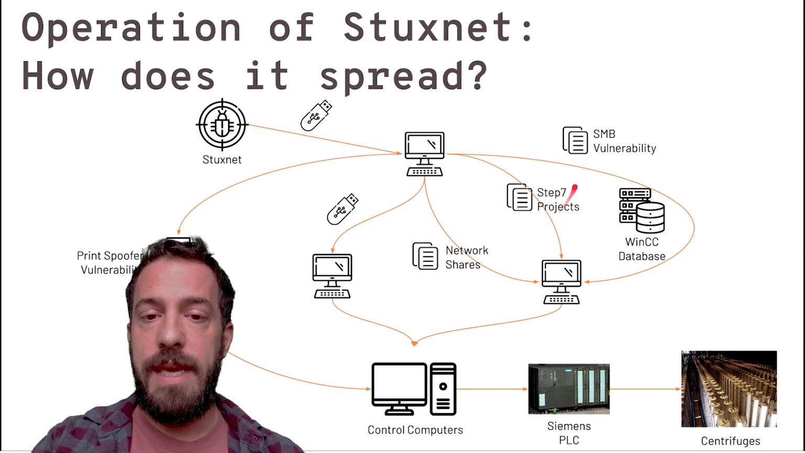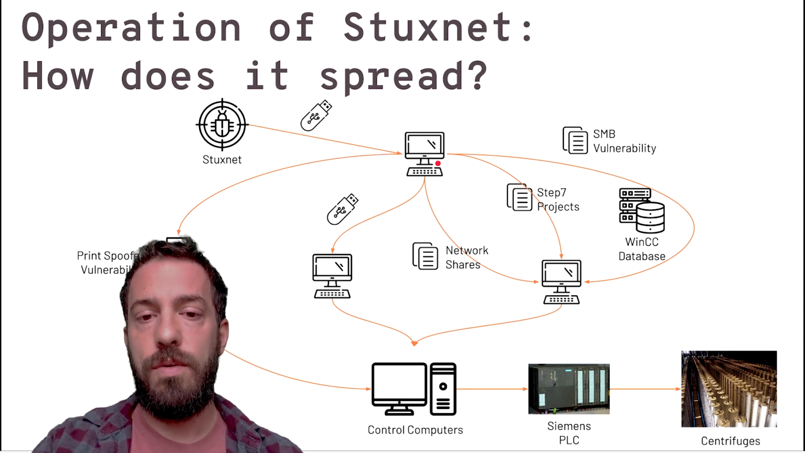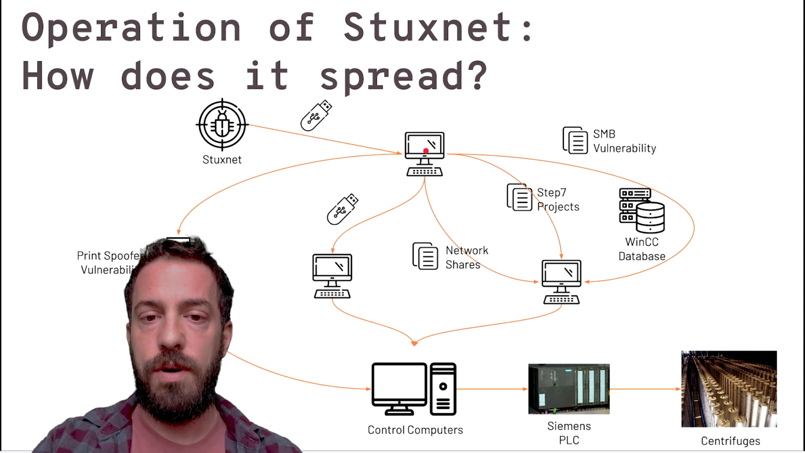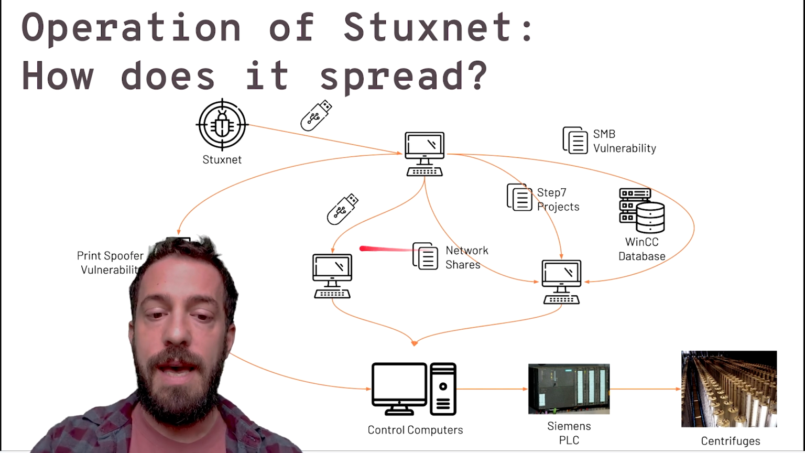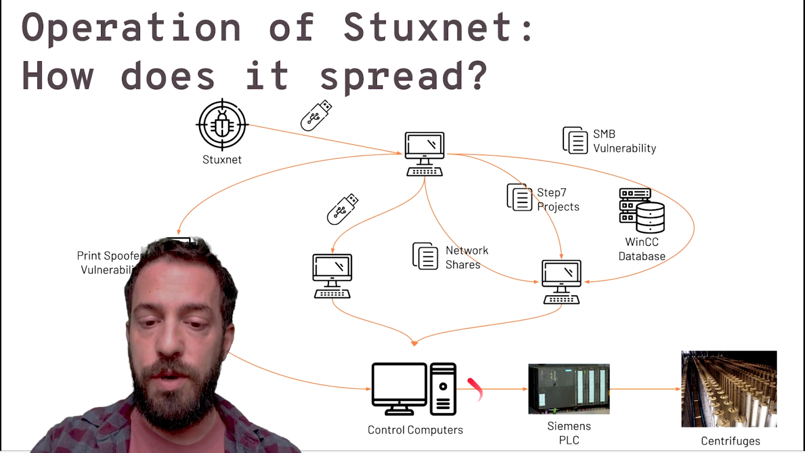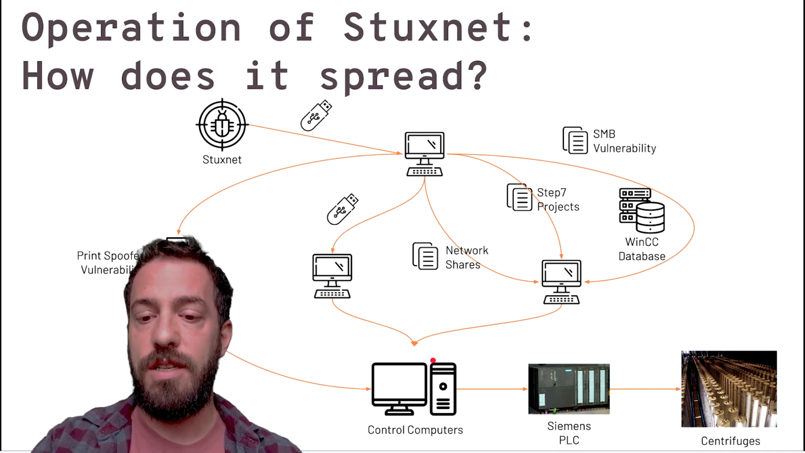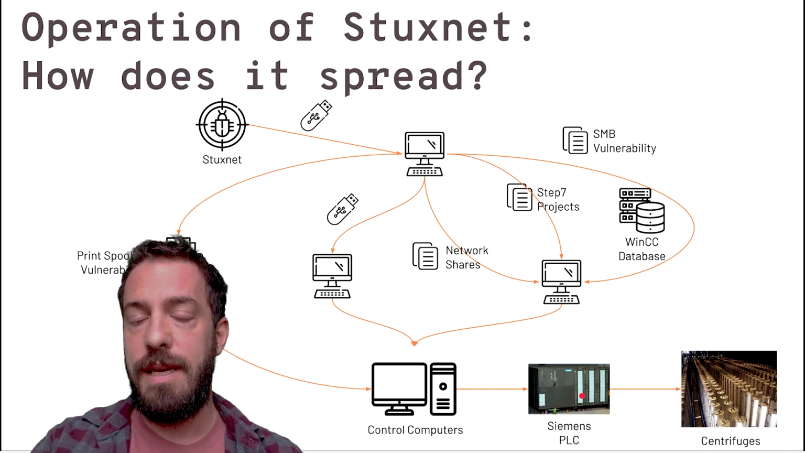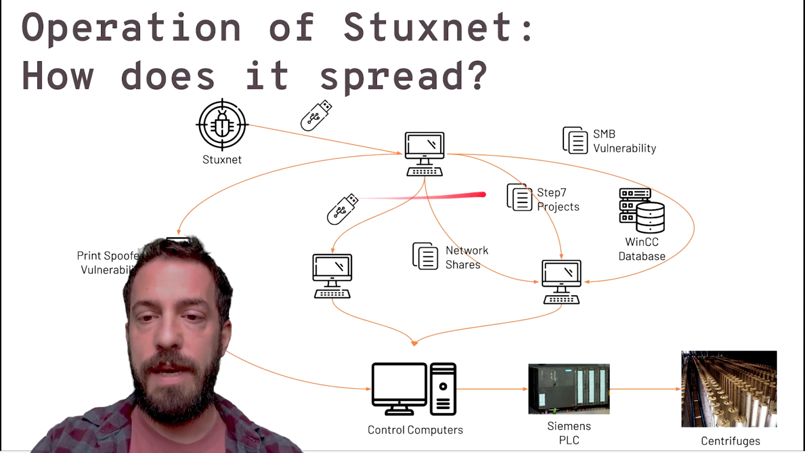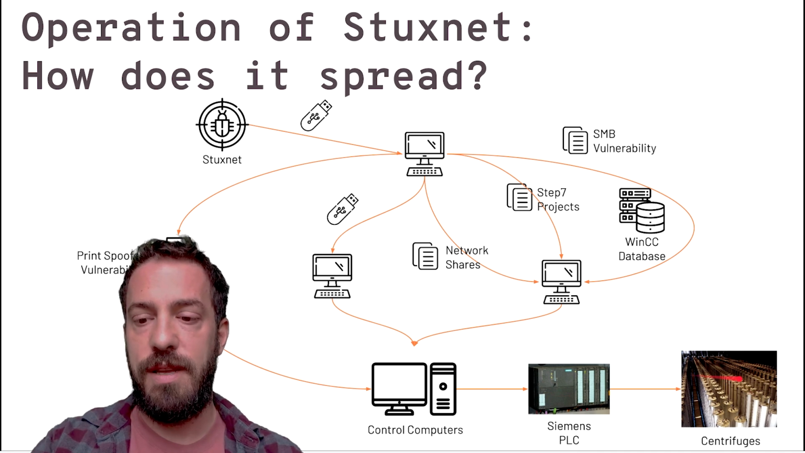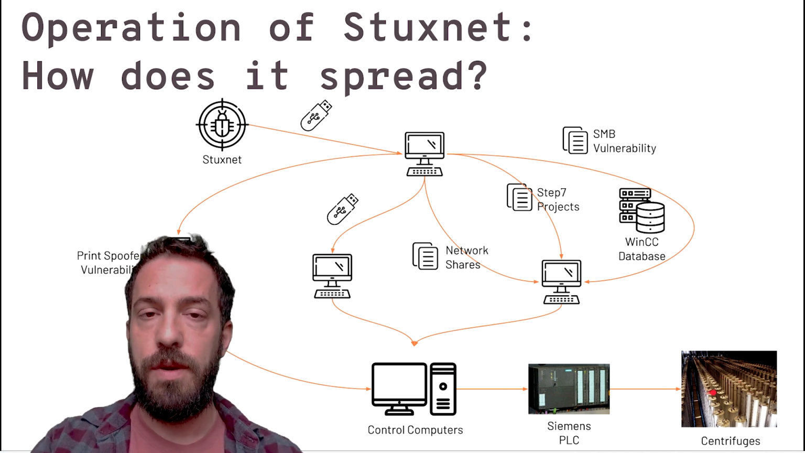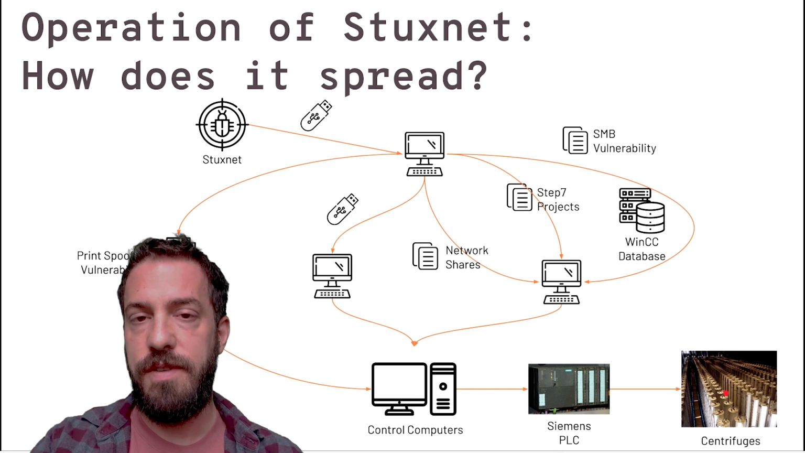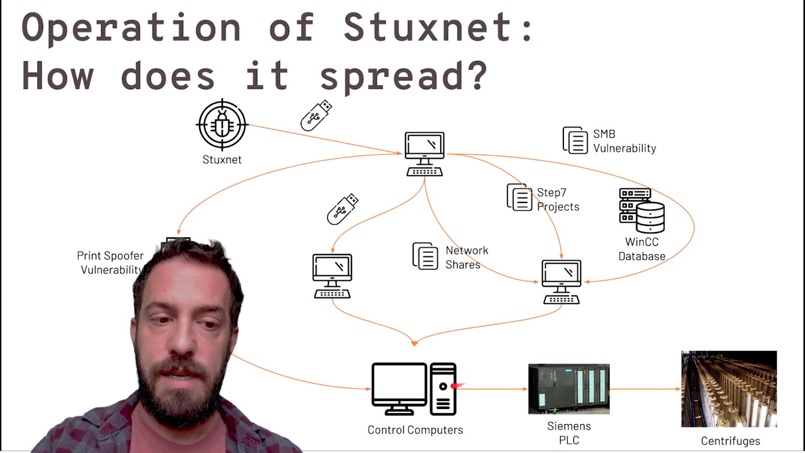So the point of the propagation is to go to some entry point in the network and ensure that there are so many different ways to hop throughout the network and eventually arrive at that control computer that has the Siemens software installed that talks to the PLC, and that Siemens PLC is connected to the centrifuges. So the whole propagation mechanism was to arrive here and then perform the malicious action, the final objective, which was to spin the centrifuges with improper frequencies.